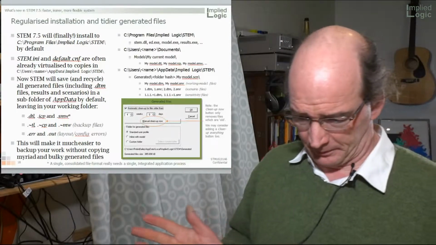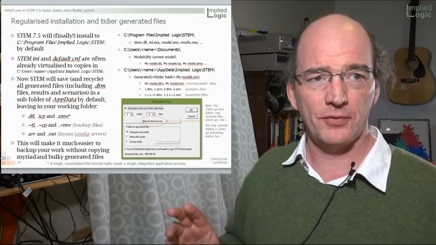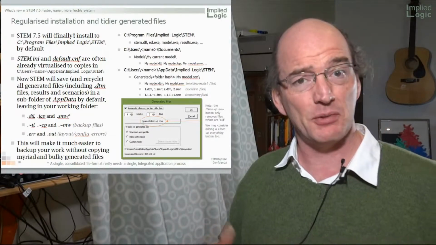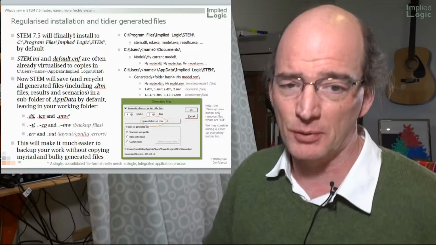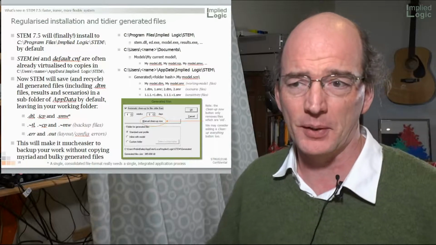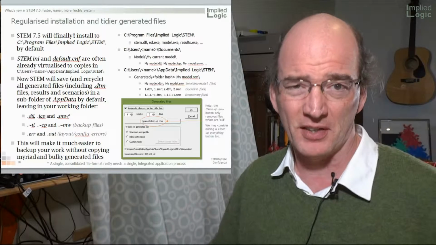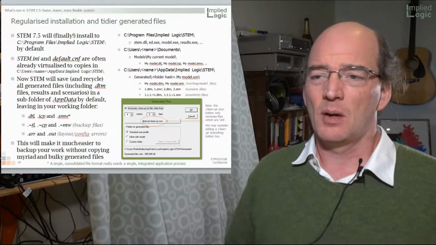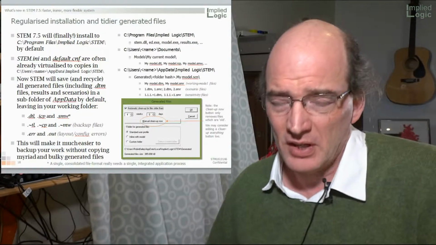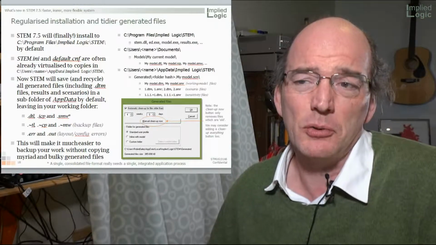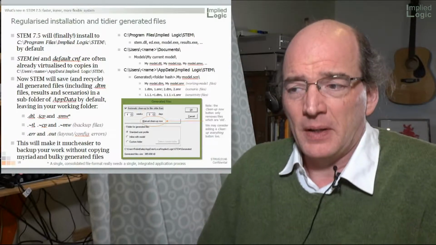As well as putting those generated files out of the way, better still, by default STEM 7.5 is also going to do some housekeeping for you. By default, it's going to clean up any of those generated files that are older than 4 weeks. More specifically, when the editor starts, it's going to check the folder where these things are stored, and anything that's older than 4 weeks from now will get deleted.